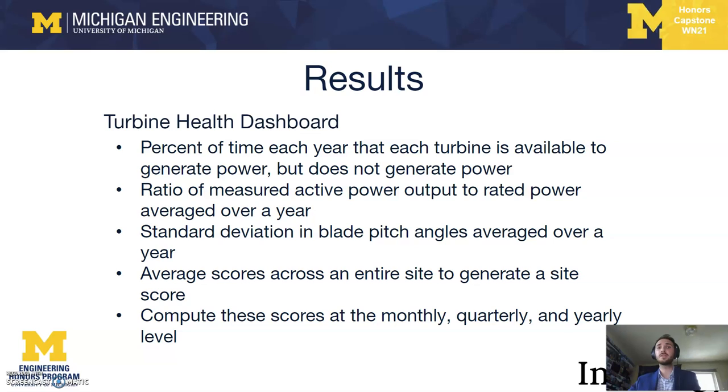Therefore, the optimal way to display holistic turbine health is through a turbine health dashboard instead of a single turbine health score. This dashboard, in its current state, would display 3 values per turbine. It would display the percent time each year a turbine is available to generate power but is not generating. This is also known as downtime. It would display the ratio of measured active power to the rated active power averaged over the year. And it would display the standard deviation in blade pitch angles averaged over the year.